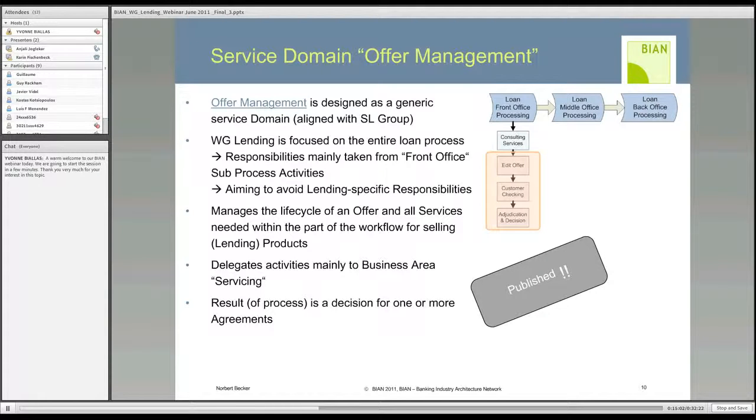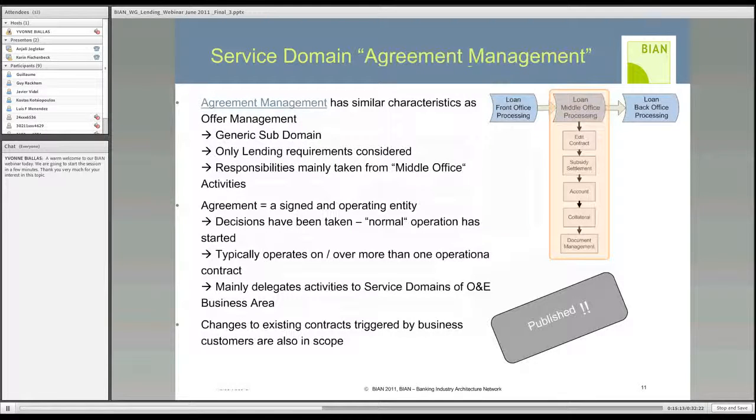The next service domain, like the offer management, is the agreement management, and we completed the work around agreement management. It has been defined like the offer management, and it draws its responsibilities from the middle office and delegates it to our next service domain. Again, it involves services around the entire agreement management, and the scope of which has been restricted to lending only. So when we speak about offer, agreement, and in the coming slides the customer loan operational contract, we're speaking only about retail customers, and the scope has been limited to lending only.